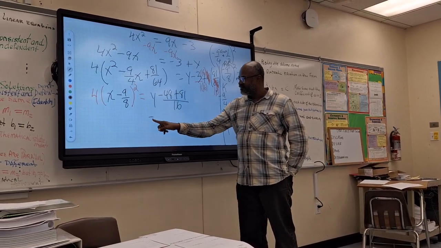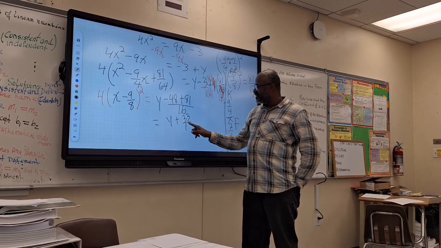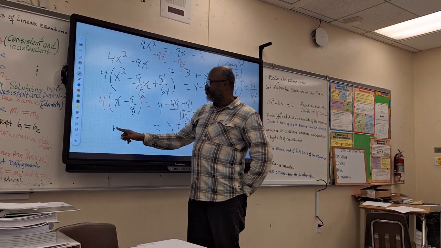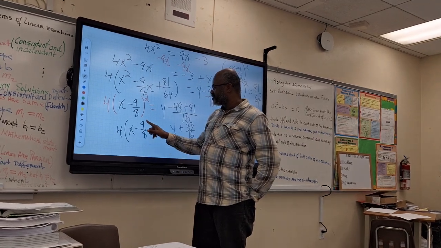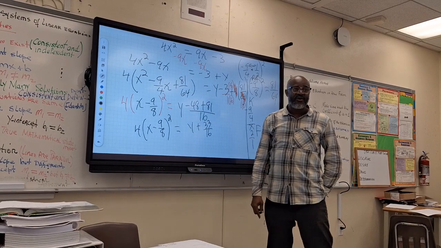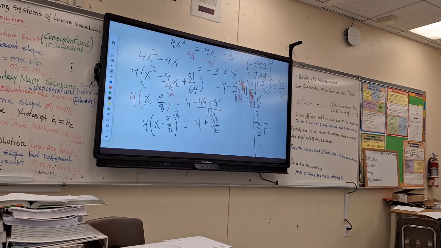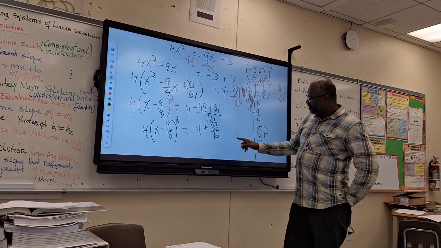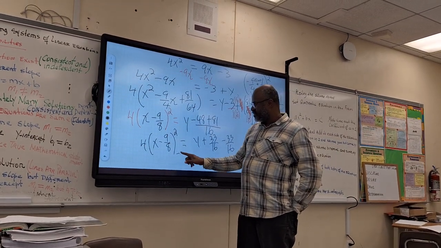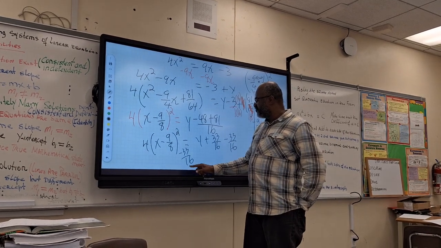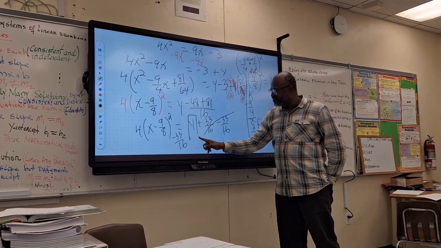What is that? Then we'll have y plus 33 over 16 is equal to 4 times x minus 9 over 8 squared. Since in vertex form we need to get y by itself, we're solving for y. What will you do? You subtract 33 over 16 from each side. Then your equation will be in vertex form. This cancels out. You need this guy to be by itself.